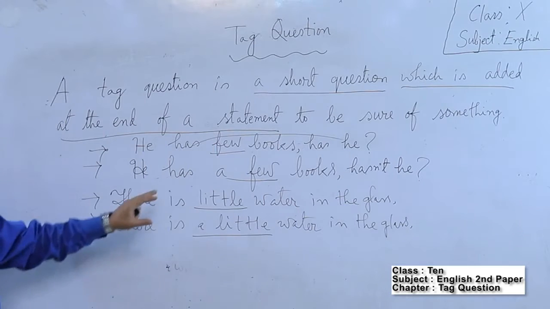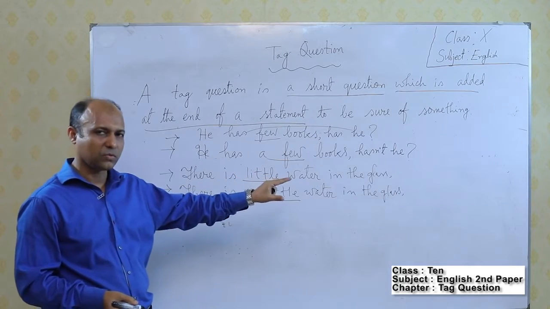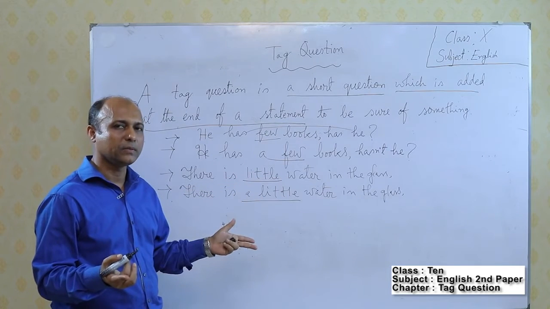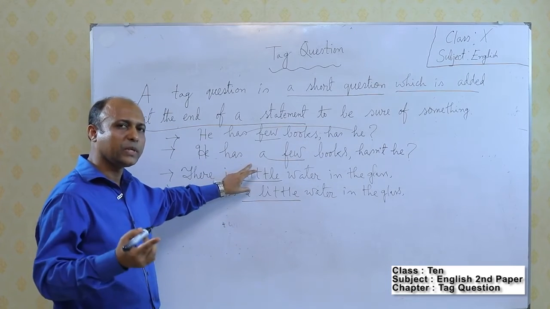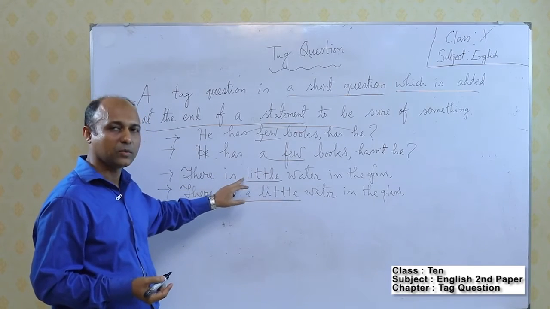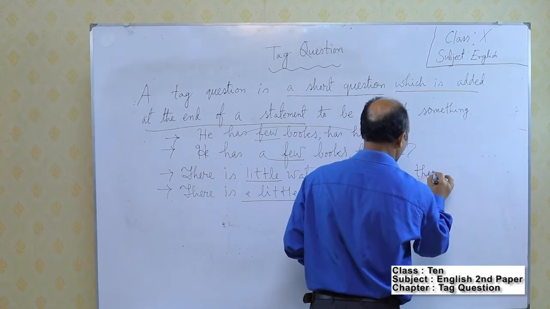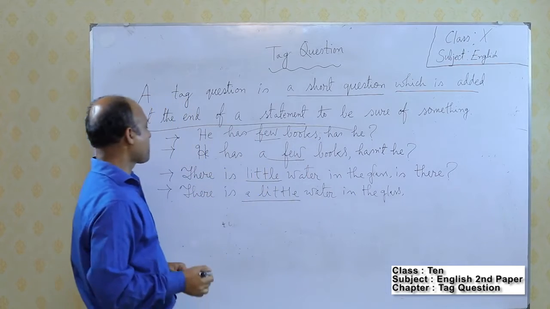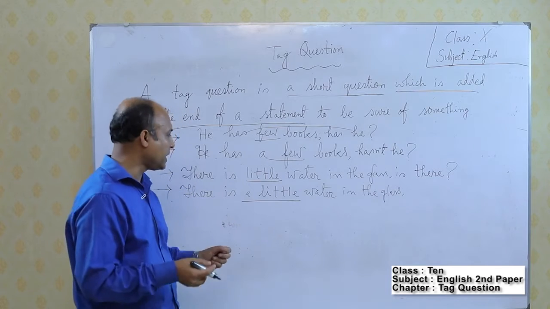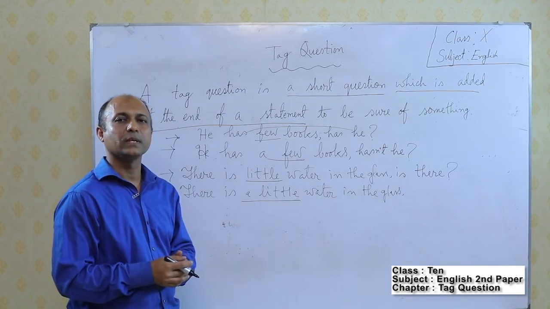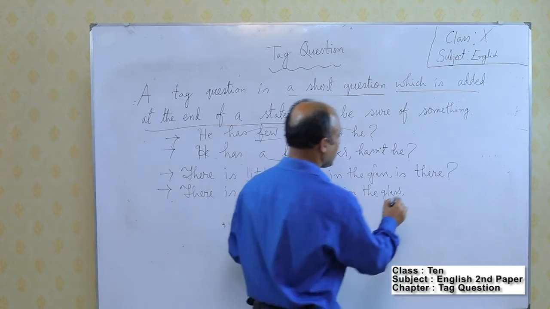Then you see this sentence. There is little water in the glass. It means there is almost no water in the glass. অর্থাৎ গ্লাসে পানি নাই বললেই চলে. There is little water in the glass. গ্লাসে পানি নাই বললেই চলে. So this is positive or negative? What do you think? This is certainly negative sentence. So the tag will be positive. Then you see there is a little water in the glass. এর অর্থ হচ্ছে গ্লাসে একটু পানি আছে. Then what do you think? This is a positive sentence or negative sentence? This is a positive sentence. So the tag will be negative. There is a little water in the glass, isn't there?